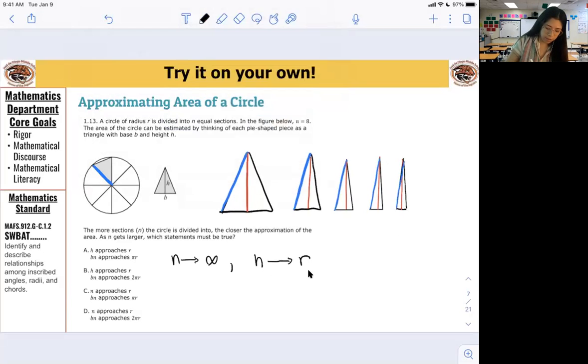So C and D are out, A and B are still in. Questions on that? As the number of triangles gets bigger, the height of each triangle is going to get closer to the radius.